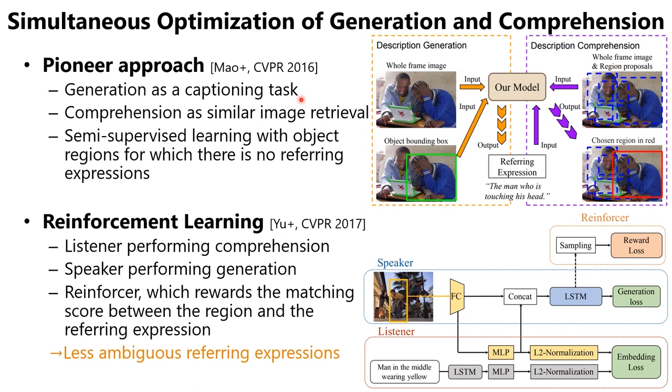This is an efficient machine learning method because even images without a referring expression can be added to the training data for semi-supervised learning. Another common approach is to use reinforcement learning. Reinforcement learning is also a very common idea in vision and language tasks, so please keep it in mind. First, there are two modules, a listener that understands the referring expression and a speaker that generates the referring expression. The reinforcer, which matches the correct answer to the region found by the listener with the referring expression generated by the speaker and generates a reward, makes the referring expression generation more accurate.